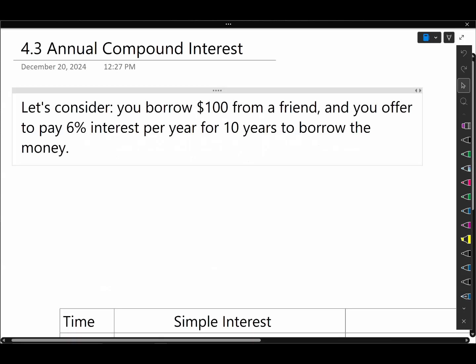Now this lesson is suitable, frankly, for anybody looking into annual compound interest. You might be in grade 9, you might be in grade 10, you might be in grade 11 or 12, whenever you are going through this exploration.